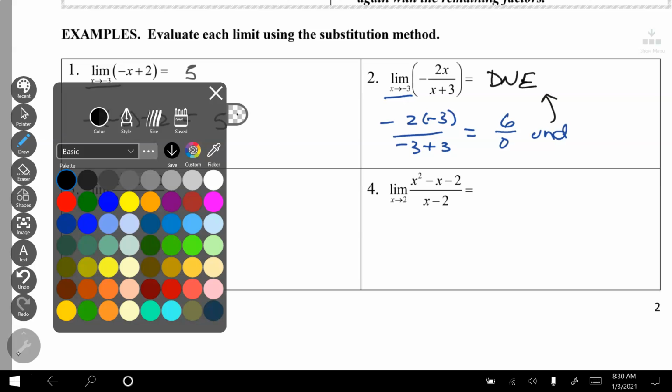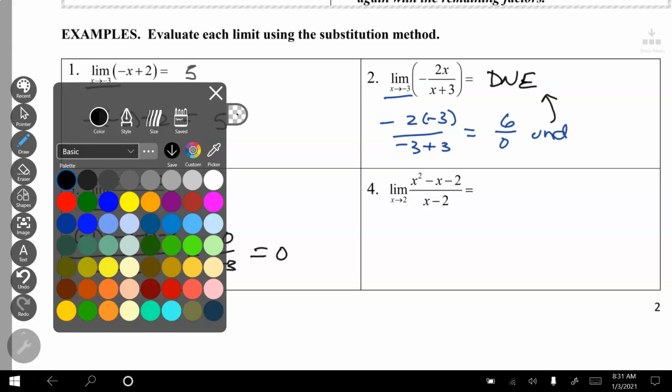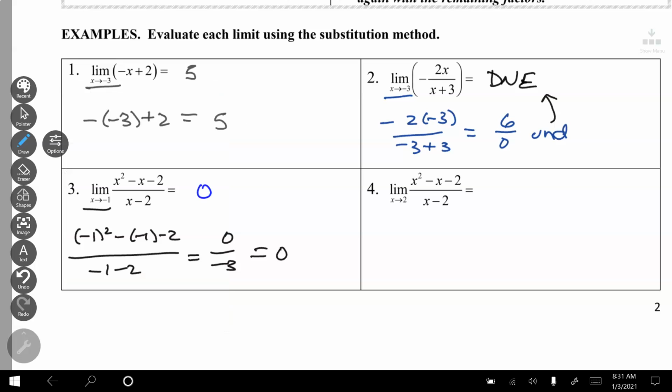This next one, I'm going to plug in -1. So I get -1 squared minus -1 minus 2. For -1 minus 2, I get 1 plus 1 minus 2, which is 0 over -3. And I'm okay with 0 over -3. I get a result of 0.